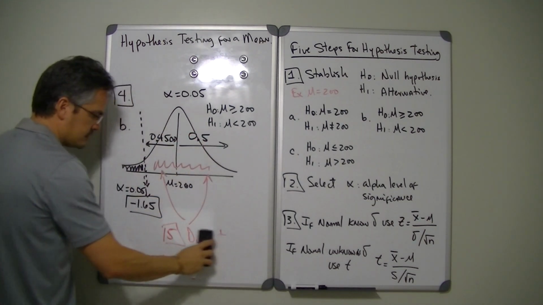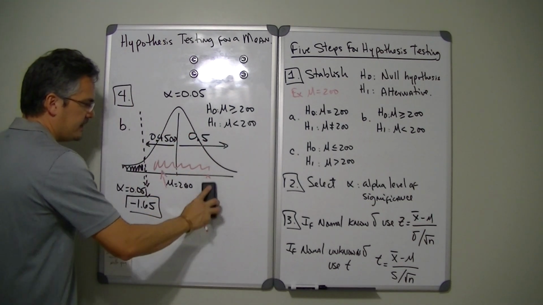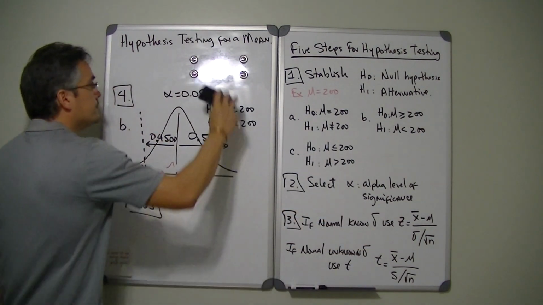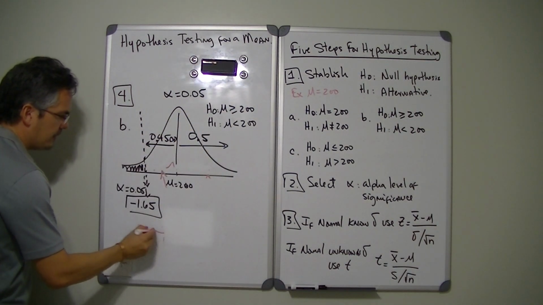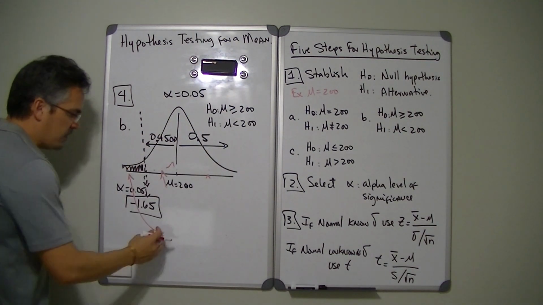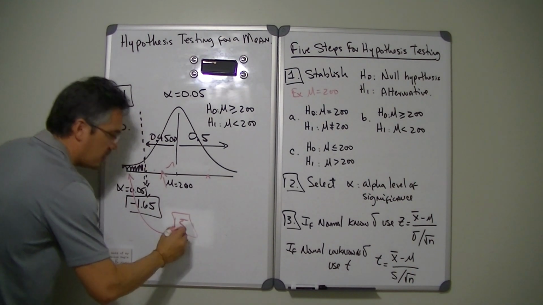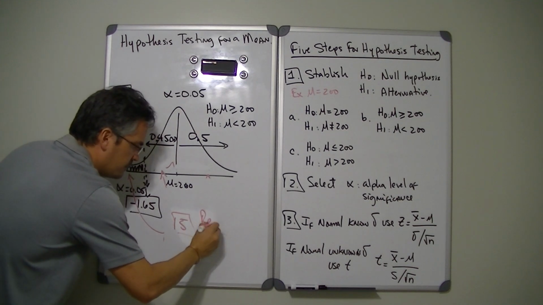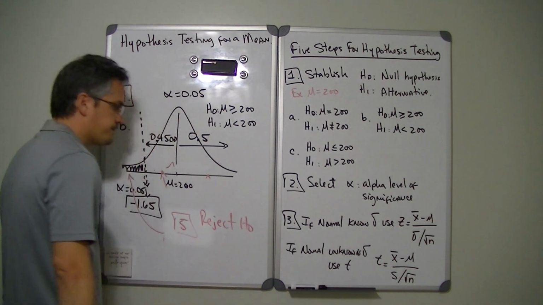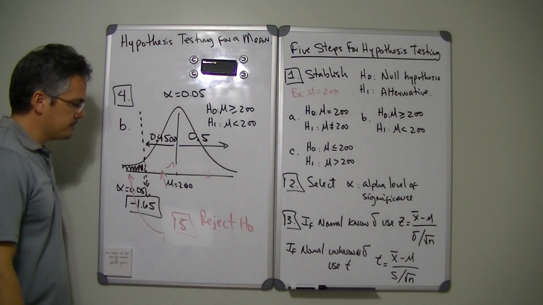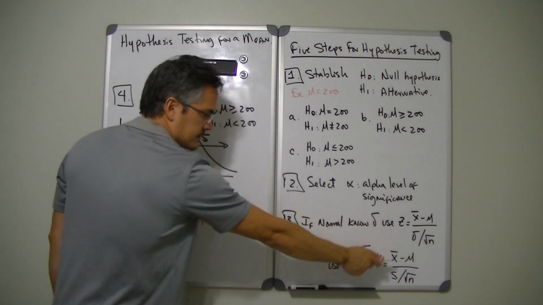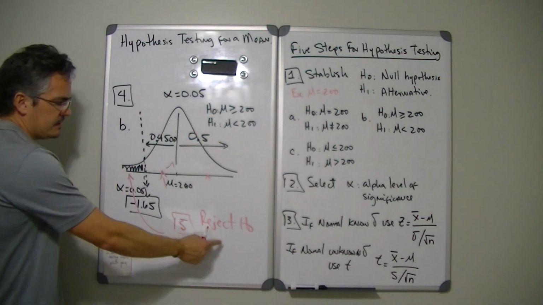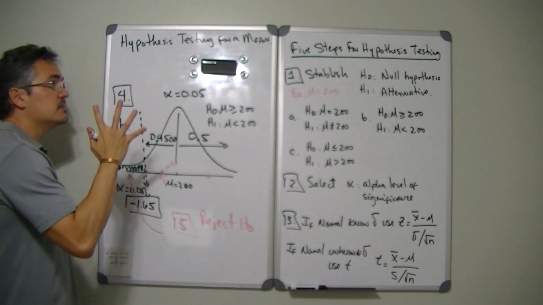If instead we run our test statistic and we end up with a value that falls over here, then for step number 5 of the hypothesis testing, we're going to say that we reject H0. So if when we run our test statistic, we end up with a value here, then we're going to reject H0 as our 5th step.